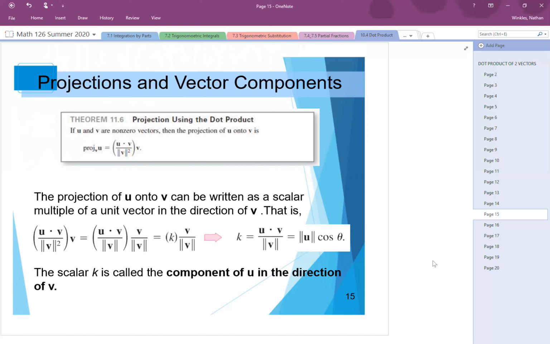So the projection of u onto v can be written as a scalar multiple of a unit vector, because v divided by the magnitude of v is just 1. So this is just our k value. So k times v over the magnitude of v gives us k is equal to u dot v over the magnitude of v. Since v over the magnitude of v is 1, this is just the magnitude of u times cosine of theta.